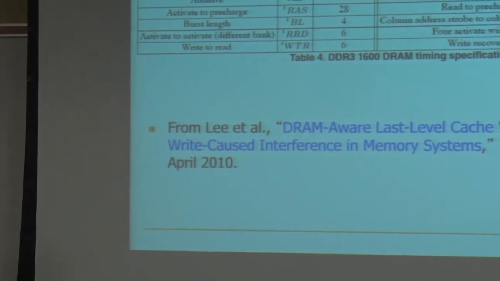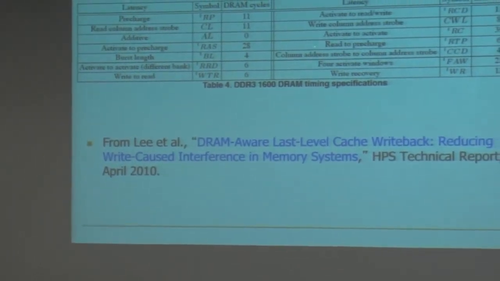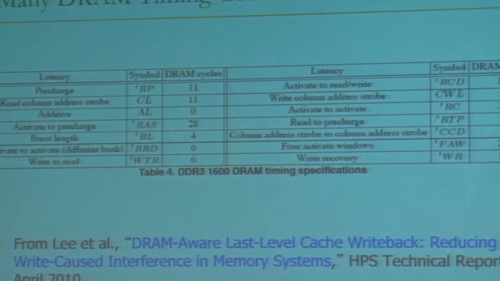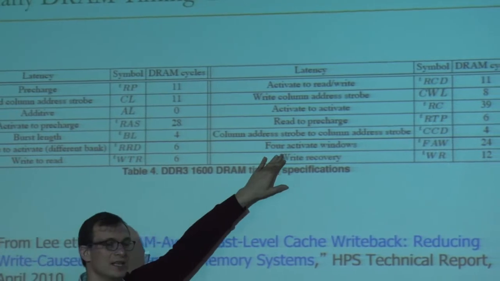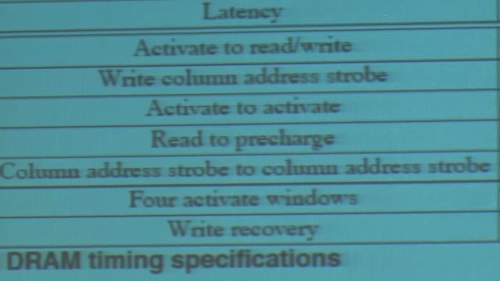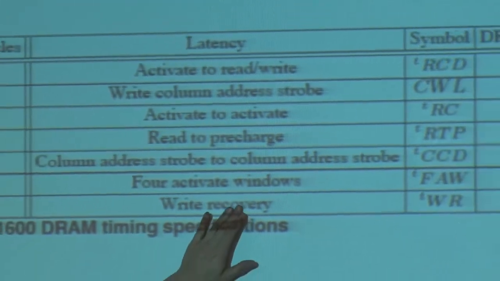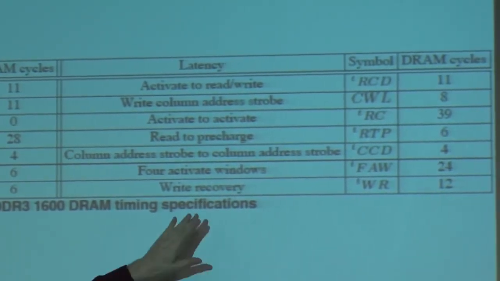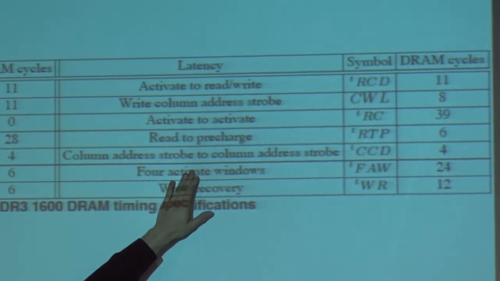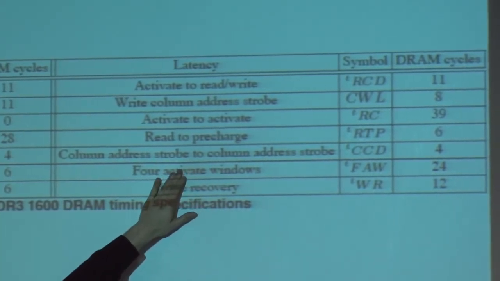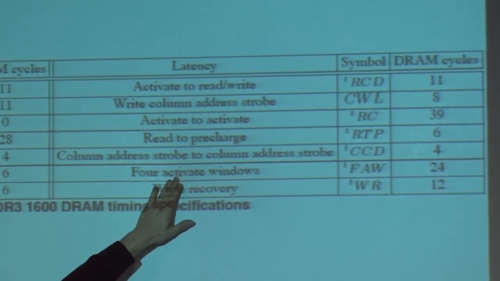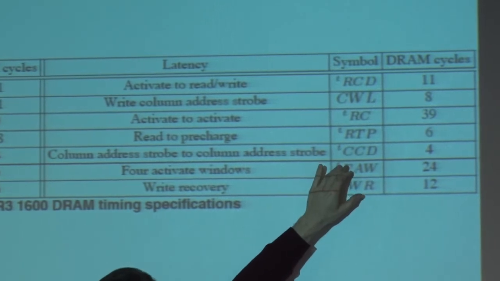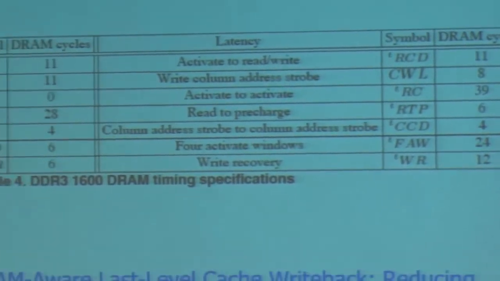And these are some of the examples of the timing constraints. These are only a few of them. For example, you have activate to read write, write column address strobe. Four activate window. This is a power-related constraint, for example. You can issue 4 activate commands within 24 cycles. You cannot issue a 5th activate command because that puts too much burden on the power circuitry in DRAM. And the DRAM manufacturers do not guarantee operation if you actually issue a 5th activate command within this timing constraint, because you're drawing a lot of power, right? Each activate is a lot of power.